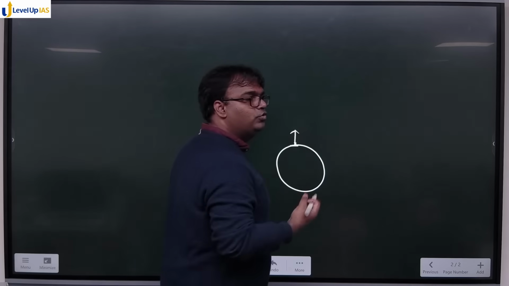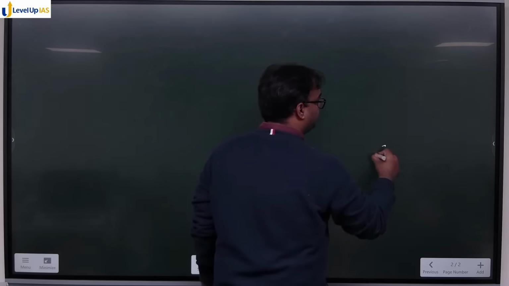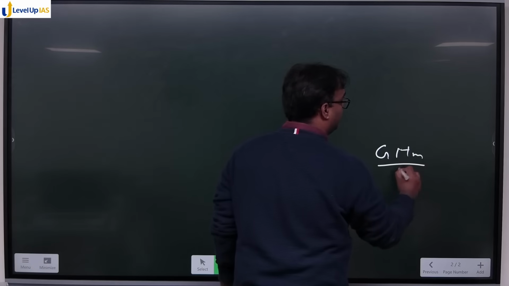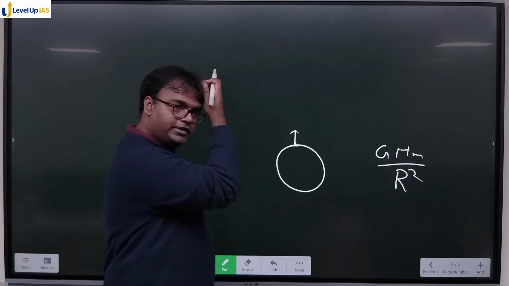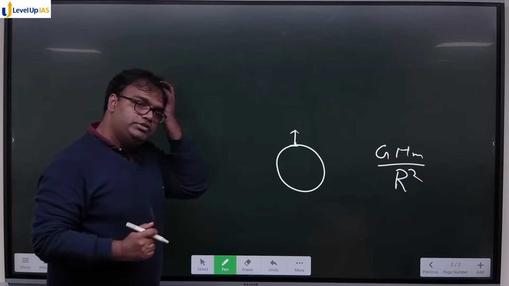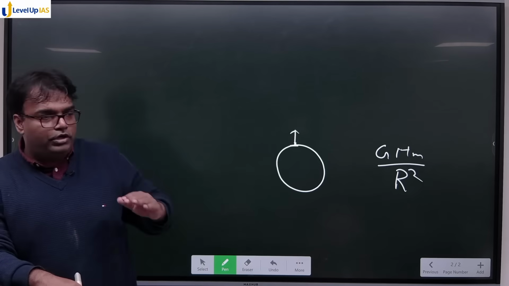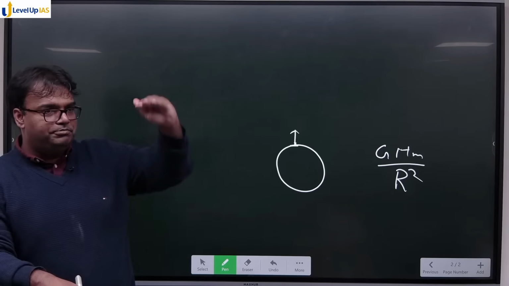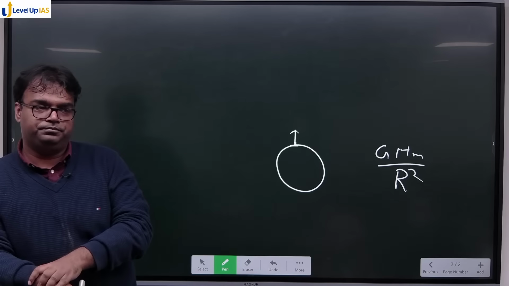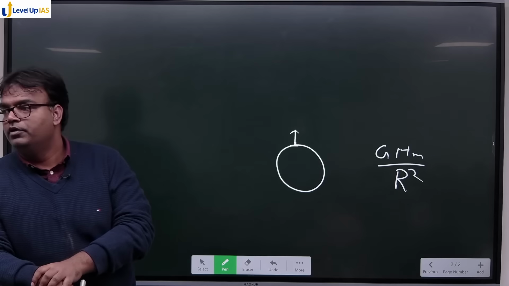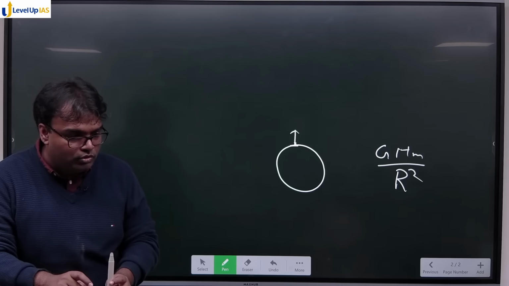What is the gravitational force which will be opposing the rocket, which will be pulling the rocket towards it? GMm by r square. As this rocket moves away from Earth, r increases, gravitational force reduces. As the rocket moves away from Earth, r keeps on increasing, gravitational force keeps on decreasing. Okay, now how do rockets go away from Earth?